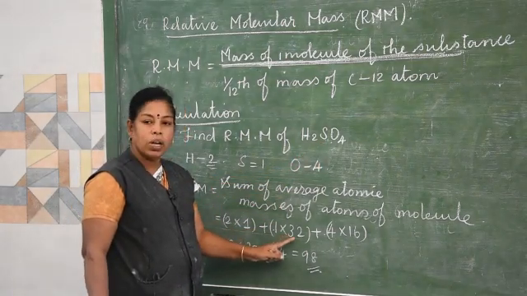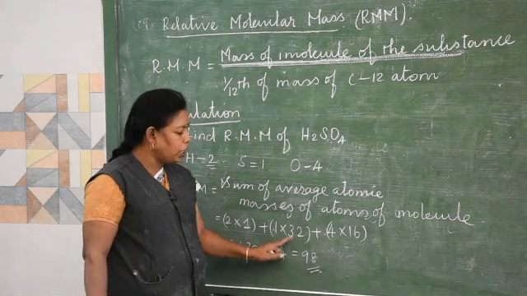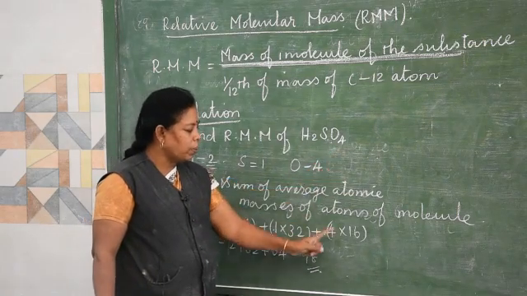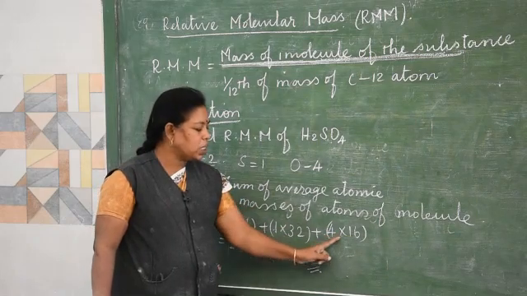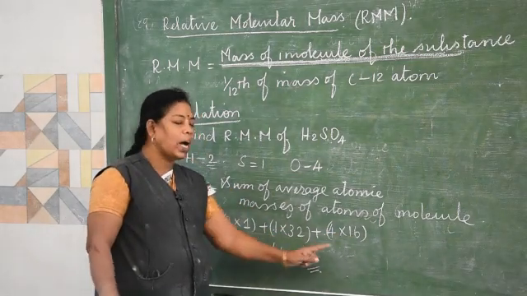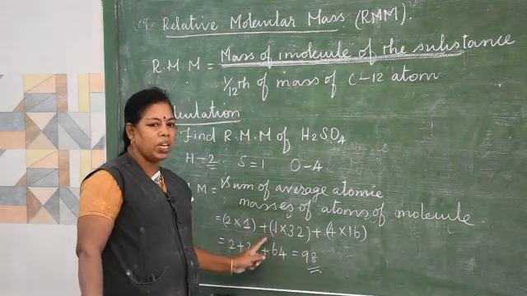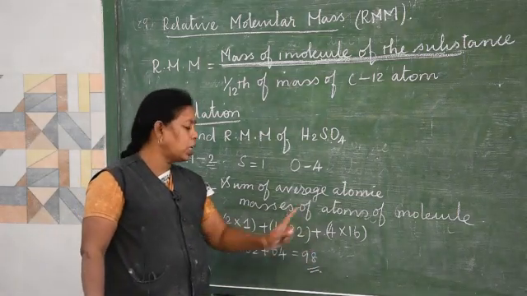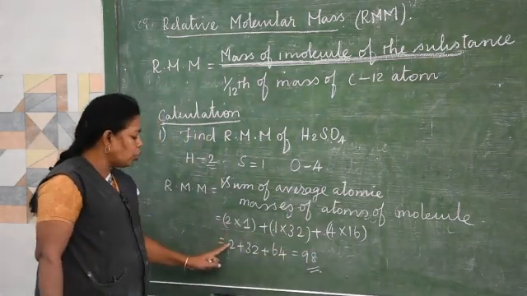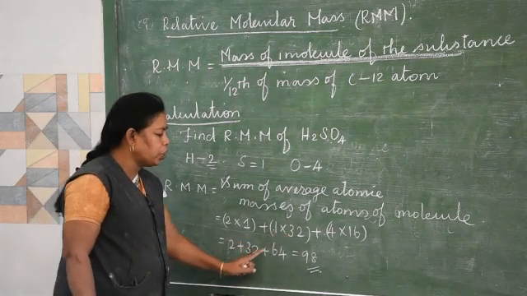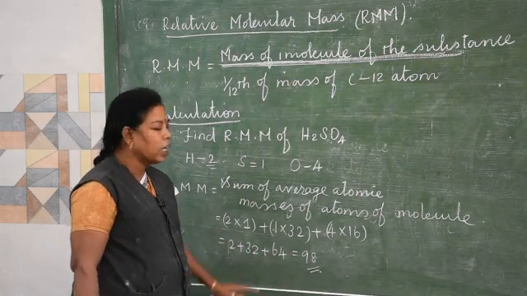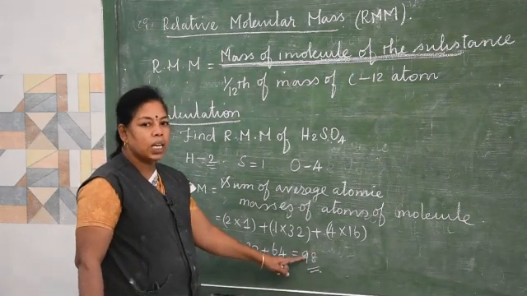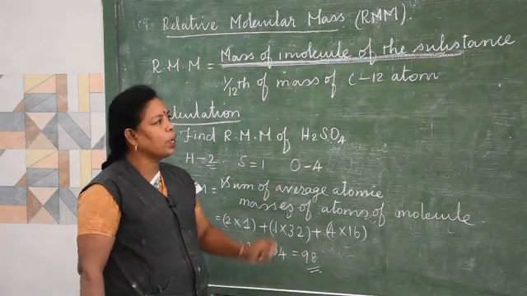The atomic mass of sulfur is 32, therefore 1 into 32. And oxygen, 4 oxygen atoms are there. The atomic mass of oxygen is 16, therefore 4 into 16. We have to add the average atomic masses of all the atoms present in the molecule. Therefore 2 into 1, 2; 1 into 32, 32; 4 into 16, 64. When we add this, we get 98. So this is the relative molecular mass of sulfuric acid.